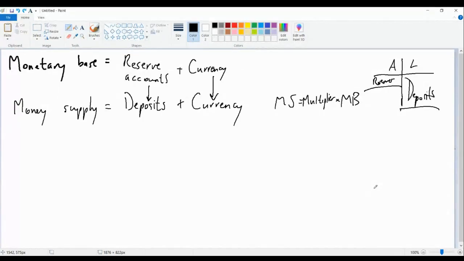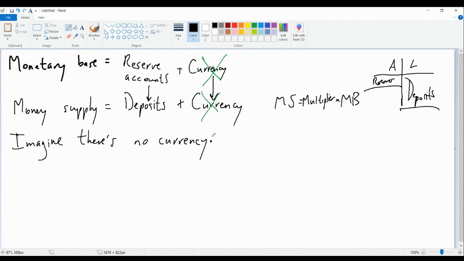And to make things easier, remember that the interesting thing that we're trying to figure out is how these reserve accounts get blown up into a larger amount of deposits. The currency part isn't very interesting. So to make this easier, so that we can focus on what we're really interested in, let's just ignore the currency. And instead, imagine there's no currency. It isn't hard to do.